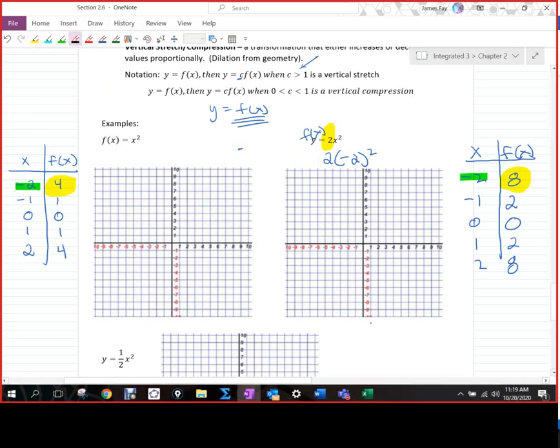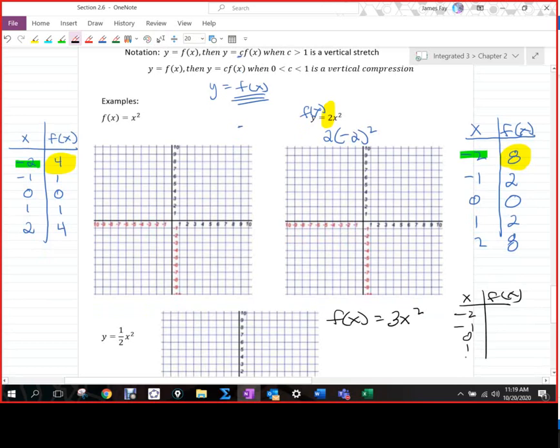What if I would have asked you to graph f of x equals 3x squared? You know that on x squared you have -2, -1, 0, 1, and 2, and you should have these ordered pairs, right? You should have those y values. But what does this 3 right there do to all of these y values? It's going to make them 3 times bigger. Does that make sense, everybody?